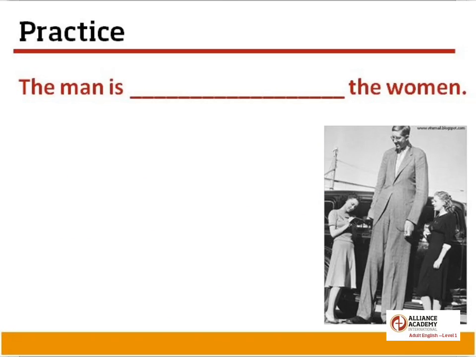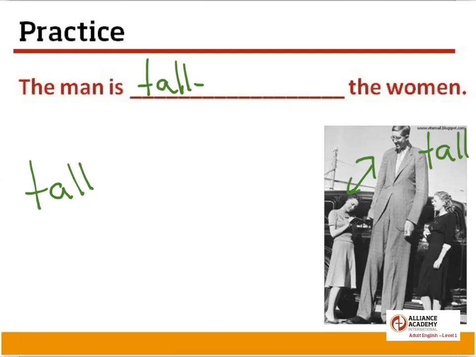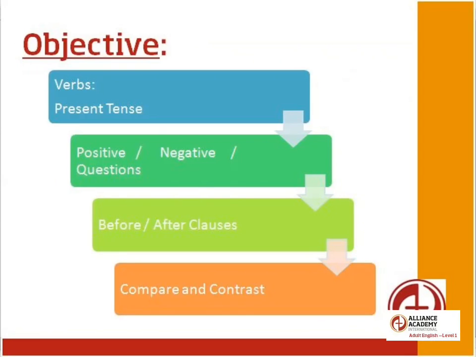So that's how to form comparatives with one syllable words or two syllable words. So the man is, and I want to say he is tall. Well, tall is a one syllable word. Okay, it's one syllable. So I'm going to put tall here, but I need to make it a comparative to describe how they are different. So I'm going to say taller than the woman. Well, that is the grammar for Module 2.